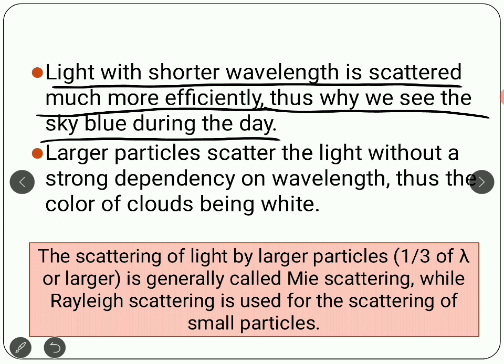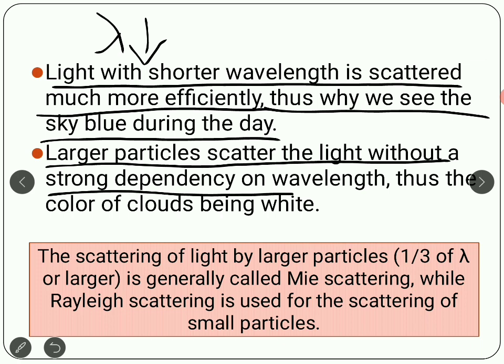So, the physics says that if the wavelength is short, so if we reduce the wavelength, the scattering would be much more efficient, and that is why larger particles scatter the light without a strong dependency on the wavelength. Thus, the color of the clouds becomes white. So, the color of the sky becomes blue because blue is in the shorter wavelength region, and if it is shorter, it is scattered more efficiently, and hence the sky appears blue.